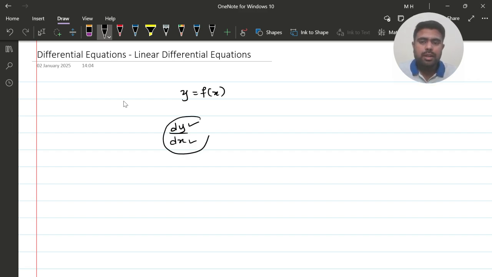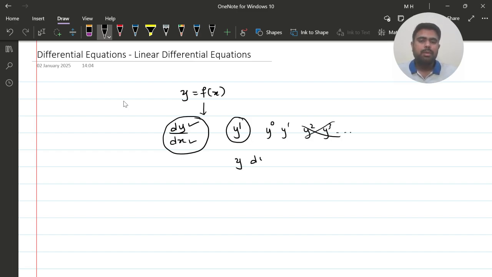If the maximum power of the dependent variable in this differential equation is 1, what do we mean by that? You can have y raised to 0 and y raised to 1. You should not have y square, y cube and the higher powers. You should also not have products of the dependent variable and its derivatives. I mean y dy by dx, no. Y square is ruled out. Y d square y by dx square, no. If these things are not there in the differential equation, then it is called a linear differential equation.